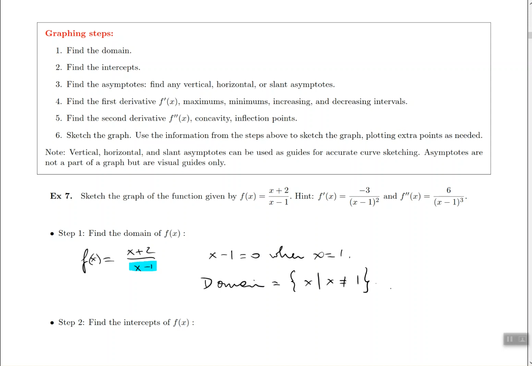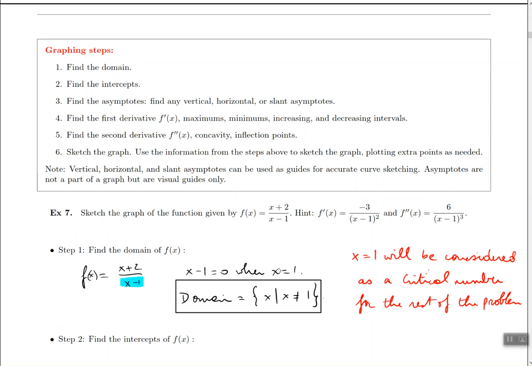So 1 is a bad value. It makes the denominator equal to 0, which makes the function undefined. So 1 is going to be considered a critical number for the rest of the problem. When you're doing the first derivative critical numbers and second derivative critical numbers, automatically 1 has to be part of that.